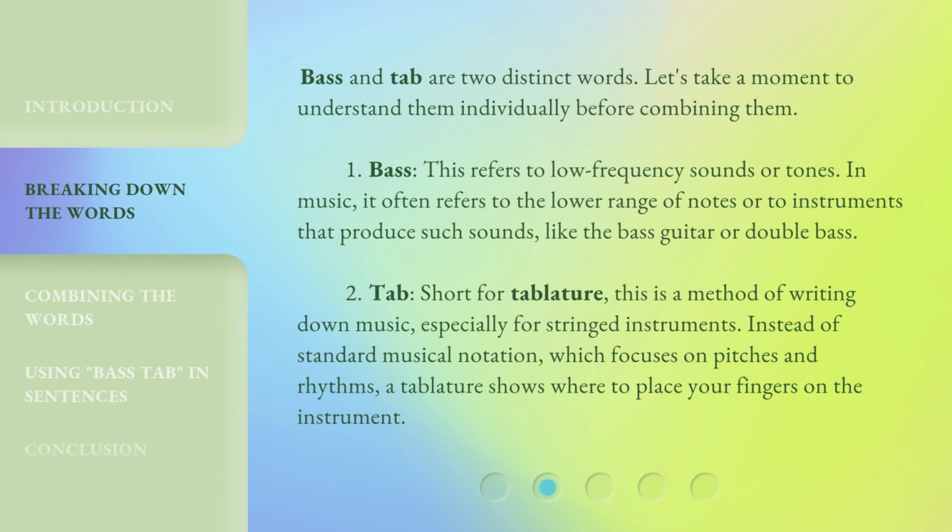1. Bass. This refers to low-frequency sounds or tones. In music, it often refers to the lower range of notes or to the instruments that produce such sounds, like the bass guitar or double bass. 2. Tab. Short for tablature. This is a method of writing down music, especially for stringed instruments. Instead of standard musical notation, which focuses on pitches and rhythms, a tablature shows where to place your fingers on the instrument.